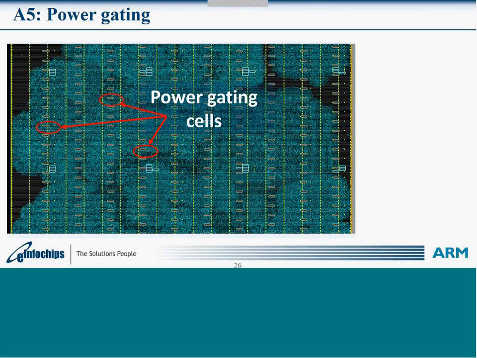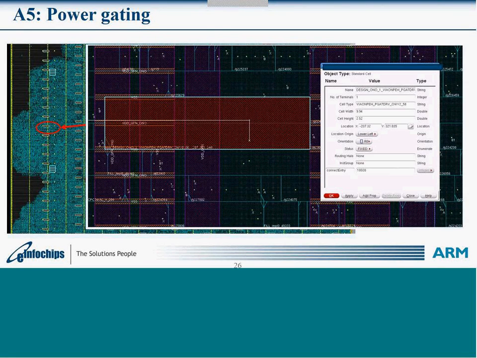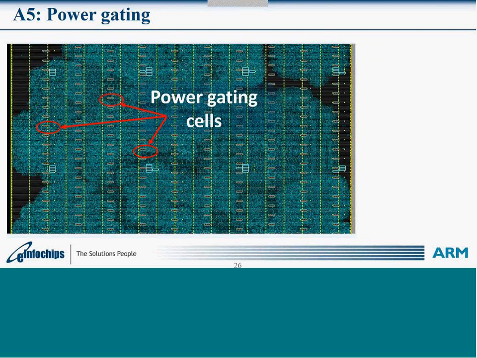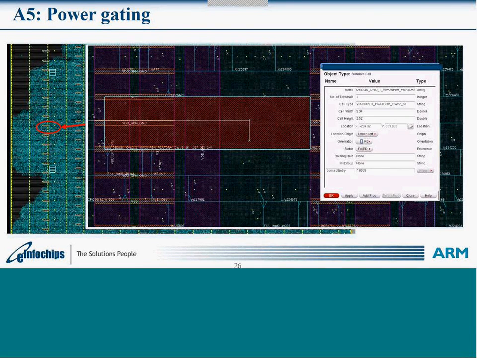If I can zoom into one of the power gating cells, you can see that power grids are routed. We have placed this power gating wherever the vertical power routings are there, to make sure that we have a better power mesh for our design.